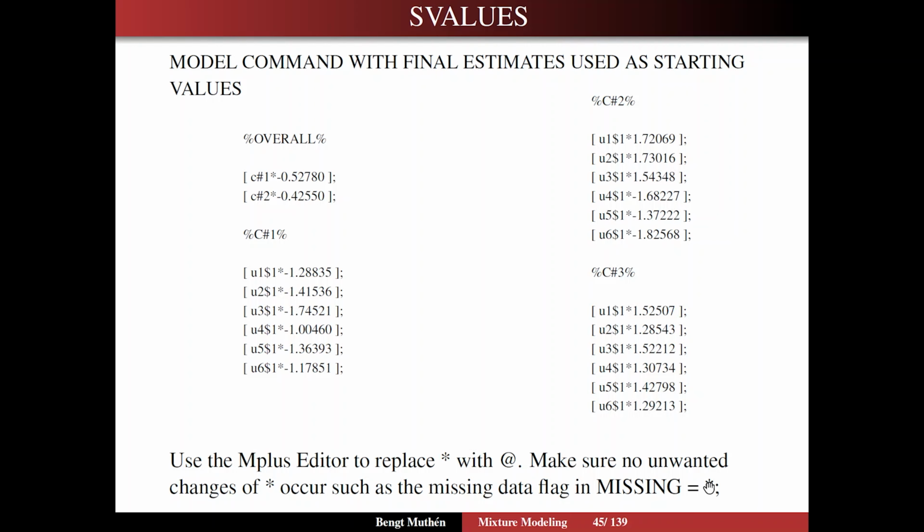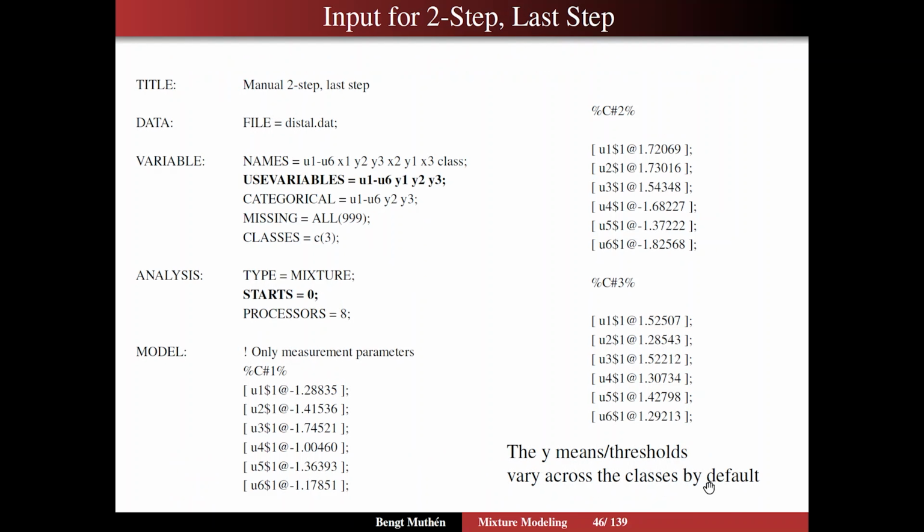Anyway, so these are the values you take for the last step on slide 46. And note then that for two-step, the data set is now the original data set. There's no special data set saved for two-step. All we saved is the measurement parameters that we just looked at on the previous page, but now with @ instead of asterisk.